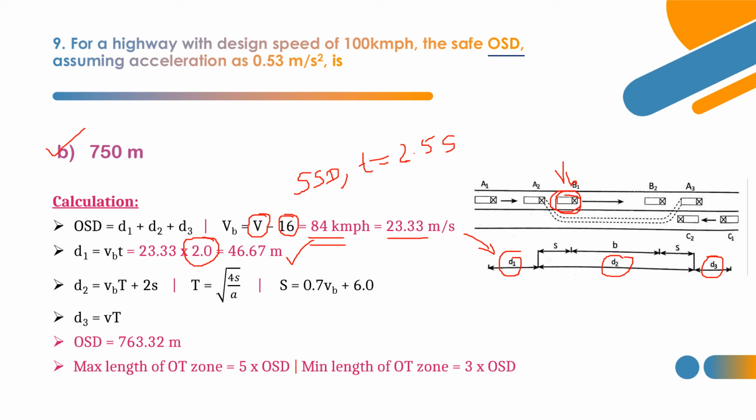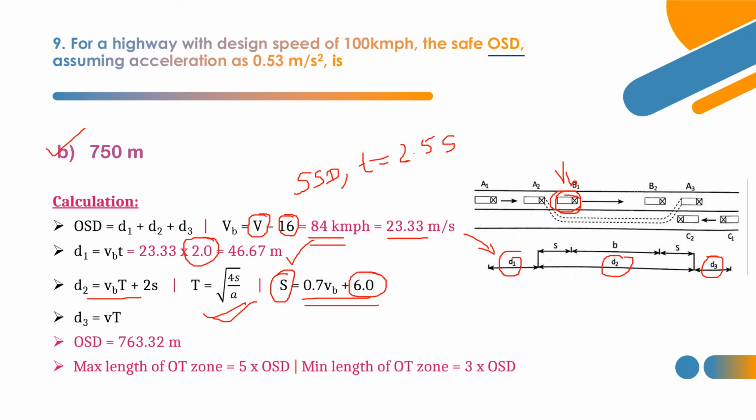And the D2 distance is given by this formula: VB into capital T plus 2S. And how is capital T calculated? By using this formula, root of 4S by A. And what is S? It is related to the spacing between vehicles, and that will be given by this formula: 0.7 times the velocity of overtaken vehicle, that is V suffix B, plus 6. 6 is nothing but the length of wheelbase.